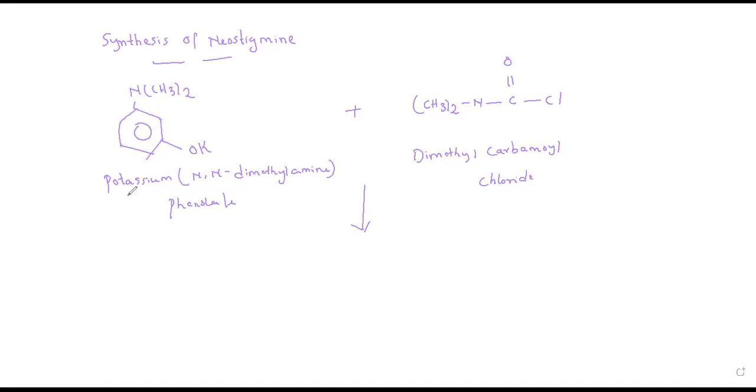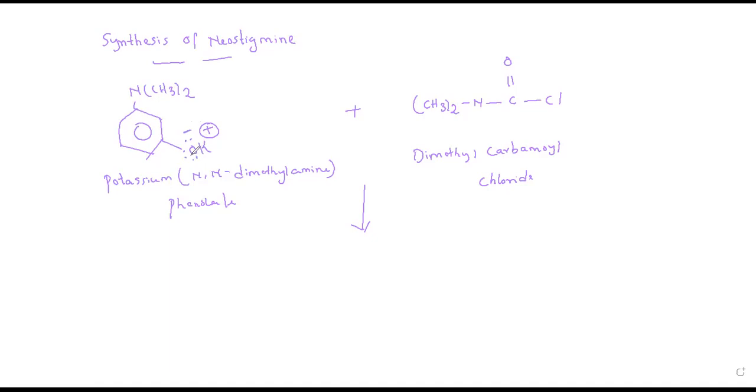So initially what happens is this potassium N,N-dimethylamine phenolate reacts with dimethyl carbamoyl chloride. So what happens here is, if you compare the electronegativity between oxygen and potassium, definitely potassium will have the least electronegativity. So you can designate it by a positive charge. Okay, so when potassium gets a positive charge, the adjacent oxygen will get a negative charge with 3 lone pairs of electrons.